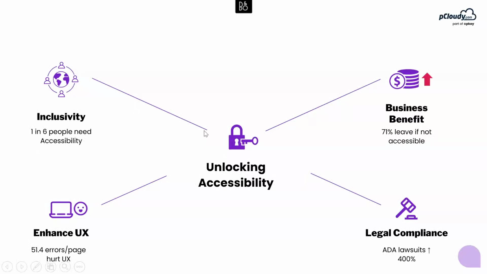So when we see the stats, 1 in 6 people need accessibility. So there you see, the ratio is quite small here, but the impact could be very huge. So we have to make sure that accessibility testing is ensured at every level of testing.